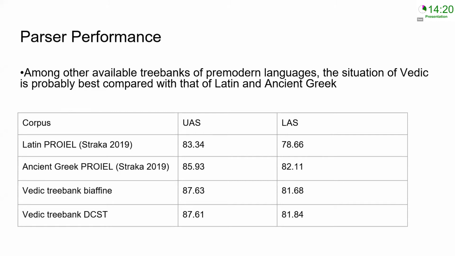And just a quick explanation, UAS is basically if the position of the word within the tree was determined correctly, and LAS is if the position of the word within the tree and the label as well are determined correctly. So basically UAS is the easier score to achieve and LAS is the more difficult one. And what we also see in the results is that the DCST model, which has a certain pre-training routine integrated, is not able to perform better than the basic B-affine model. So this we found interesting to note.